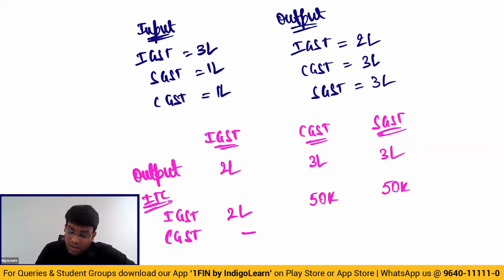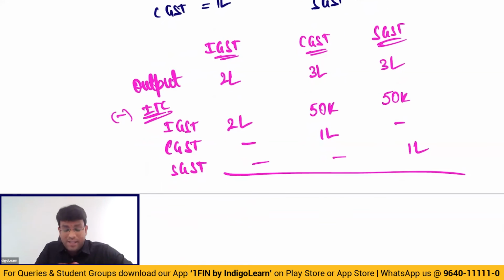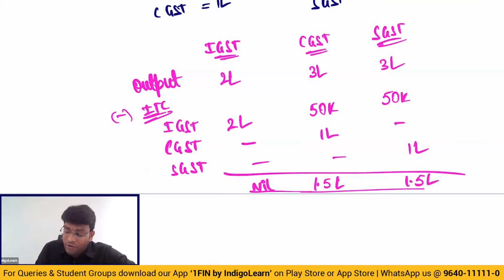CGST how much? 1 lakh. SGST how much? 1 lakh. And always keep in mind, we can never use CGST for SGST, or SGST for CGST. This is nil. This is 1.5 lakh. This is also 1.5 lakh. That is the story of utilization of credit.